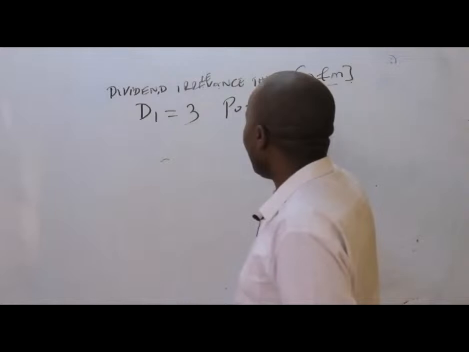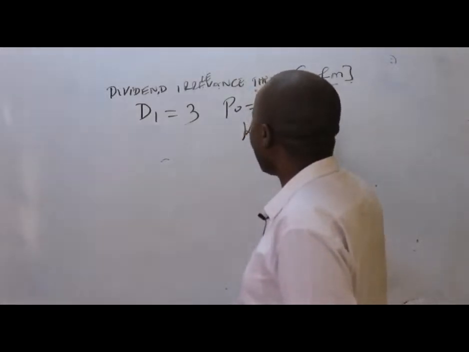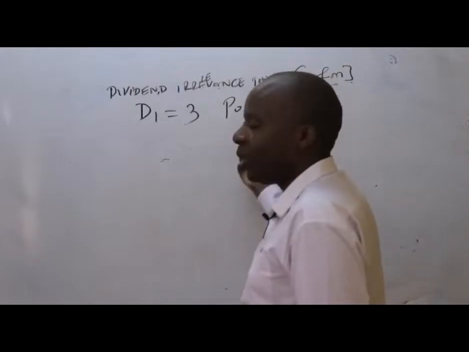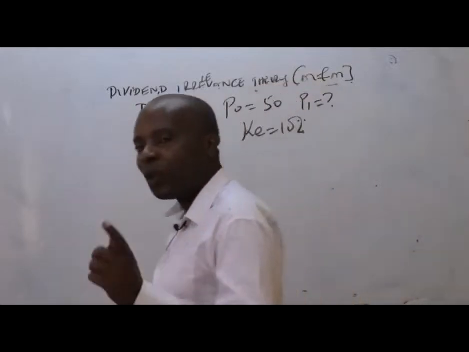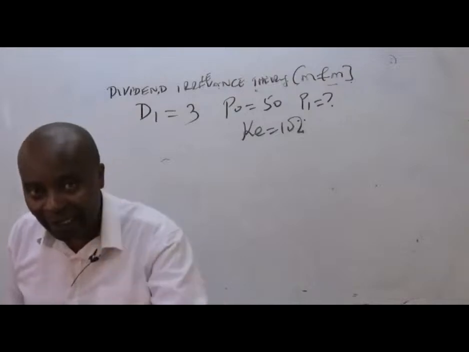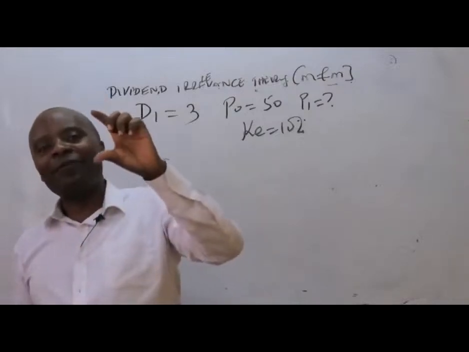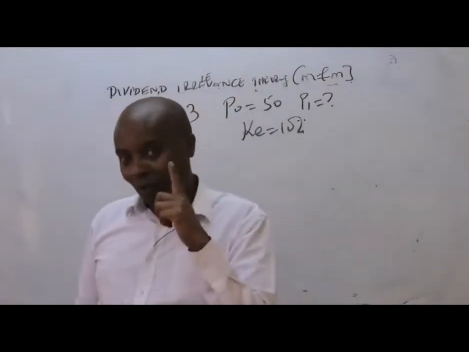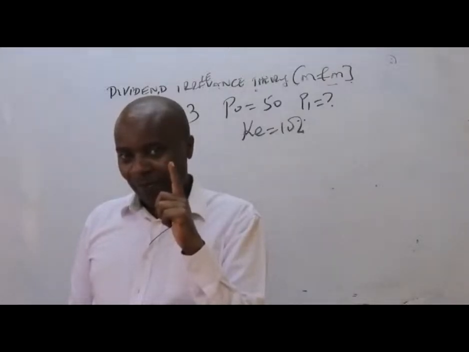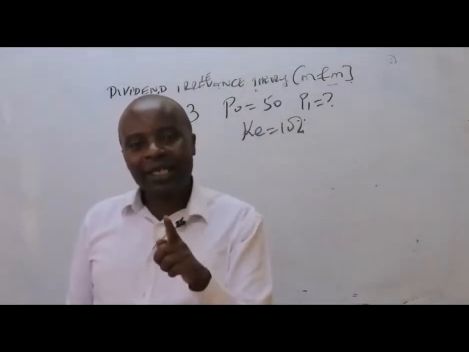P0 will be 50. P1 is what we are looking for. And then we know cost of equity is 10%. And then they would want us, of course, to give them P1. I may forget many other things, but I'll not forget the formula of P0. I know that there are 2 formulas of P0. The one of D0 into something, but this is a special one.